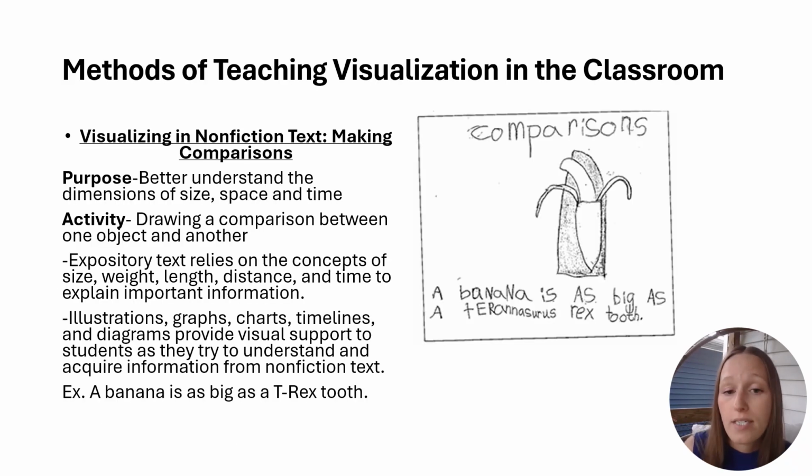Another method is visualizing a nonfiction text, making comparisons. The purpose is to better understand the dimensions of size, space, and time. Drawing a comparison between one object and another is a way to teach this. For example, you could say a T-Rex tooth is 6 inches long, or you can compare it to a banana.